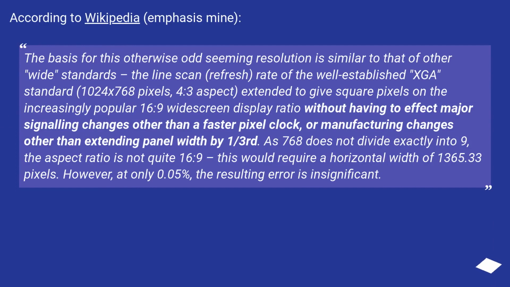According to Wikipedia, emphasis mine: The basis for this otherwise odd-seeming resolution is similar to that of other wide standards, the line scan, refresh rate of the well-established XGA standard, 1024 by 768 pixels, 4:3 aspect, extended to give square pixels on the increasingly popular 16:9 widescreen display ratio without having to affect major signaling changes other than a faster pixel clock, or manufacturing changes other than extending panel width by 1/3.